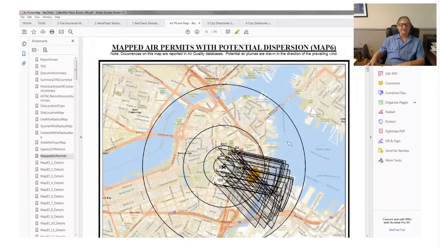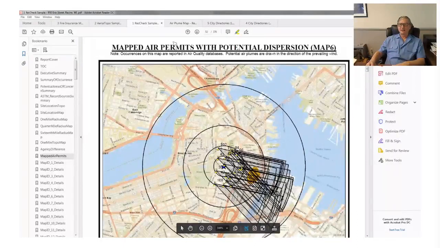Channeling among all those buildings and combining, and who knows what kind of chemicals it's creating, and is it enhancing it because it's shooting between the buildings, and it kind of depends on the wind. Wow, I don't think I'd want to live there. So if you're going to rent an apartment in Boston, you might run one of our reports and run the mapped air permits. I don't know that I'd want my family breathing that.